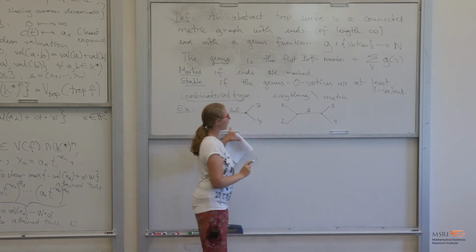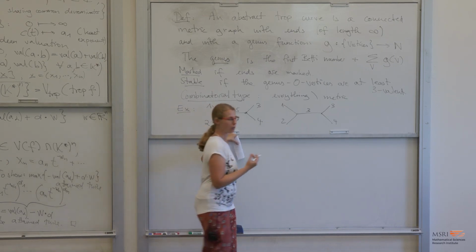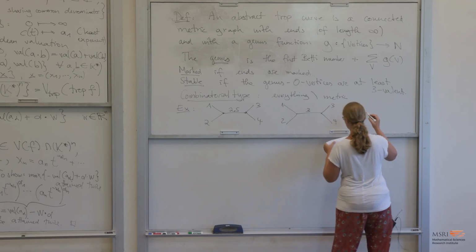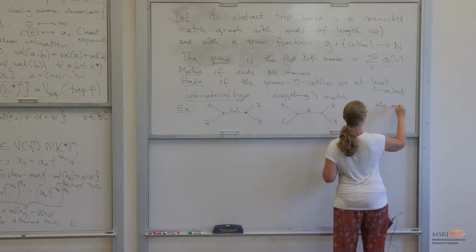Then those two are 2 abstract tropical curves of the same combinatorial type. Because if I forget about the length, I just have the same graph, the same marked combinatorial thing. They have the same combinatorial type.